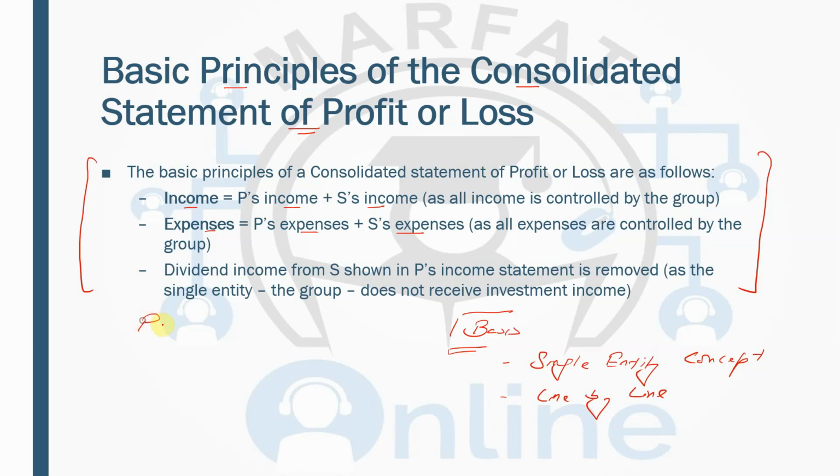For example, if the parent company has given the loan to the subsidiary, in the parent books there will be interest income or investment income. In the subsidiary's books, that will be the finance cost. So you have to remove this thing from the parent books as well as the subsidiary's books. That means interest income or the investment income plus the finance cost will be eliminated. Similarly, if the parent or subsidiary has given the dividend to each other, that dividend will be eliminated or removed as well. So these are the basic things you need to remember whenever you are preparing the consolidated statement of profit or loss.